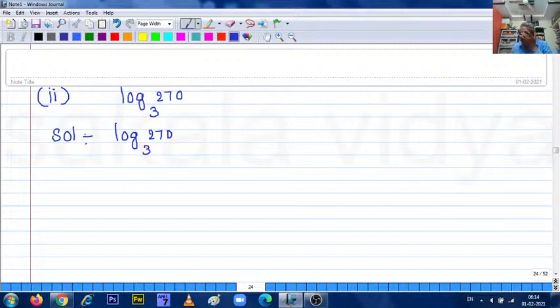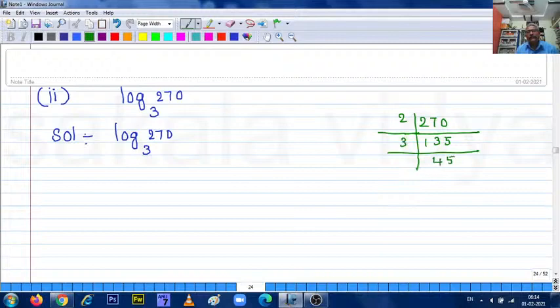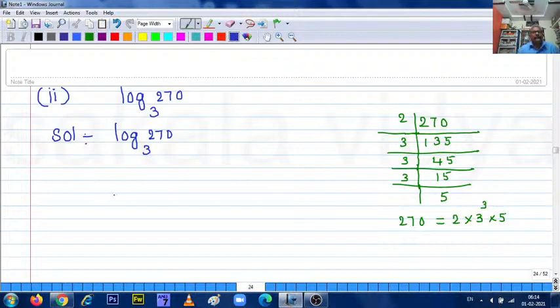Okay, Swarupini, Lakshmi, what about others? 270. So now, 2 1s are 2, 2 3s are 6, 2 5s are 10, 3 4s are 12, 3 5s are 15. Next 3 5 times. So 270 can be written as 2 into 3 cube into 5. Okay, right? So now this can be written like this.